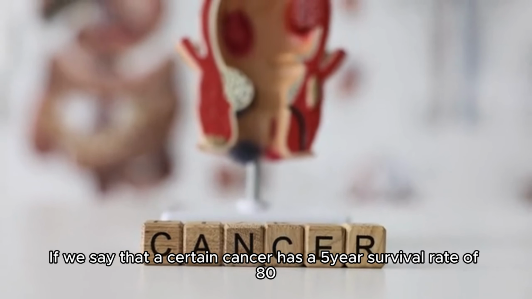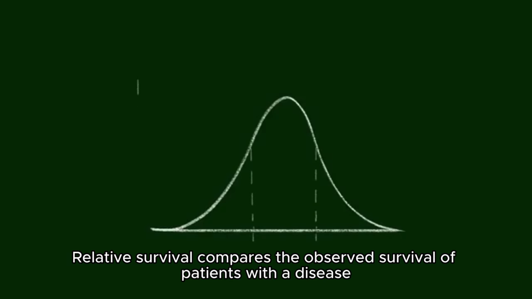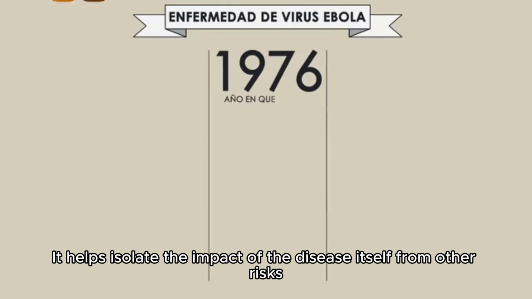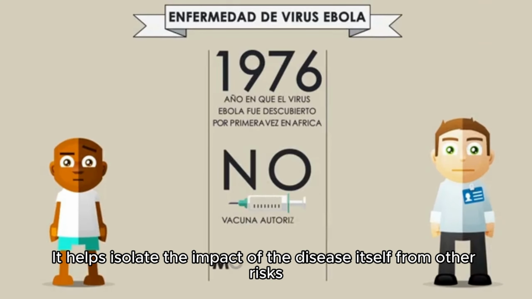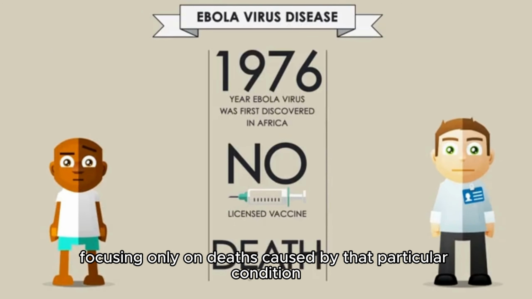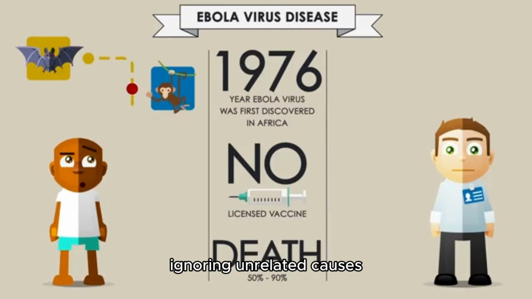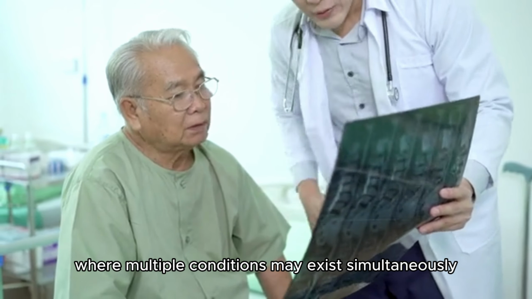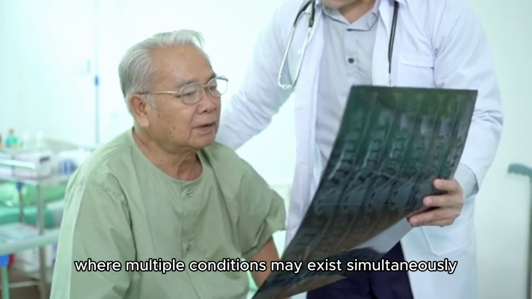There are also other ways to describe prognosis. Median survival time tells us the time by which half the patients in a group are still alive. Relative survival compares the observed survival of patients with a disease to the expected survival of similar people in the general population. It helps isolate the impact of the disease itself from other risks. We can also talk about disease-specific survival, focusing only on deaths caused by that particular condition, ignoring unrelated causes. This is helpful in older populations where multiple conditions may exist simultaneously.